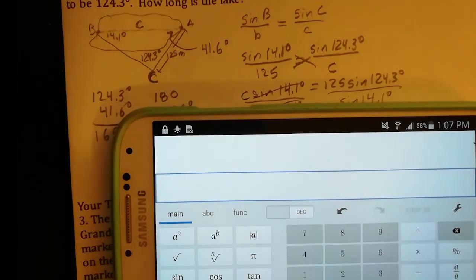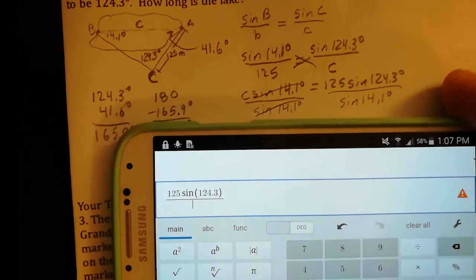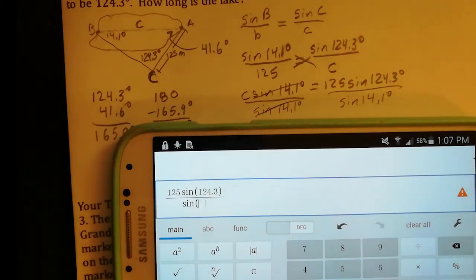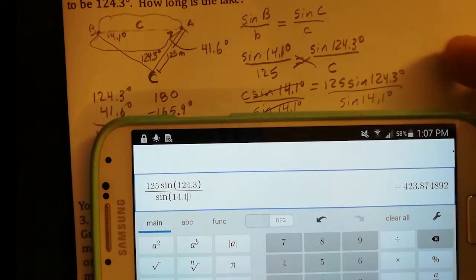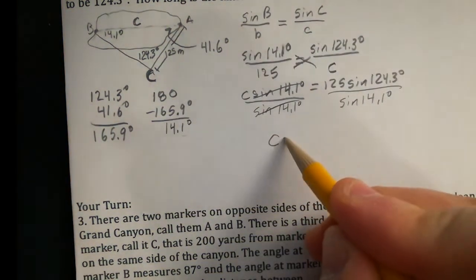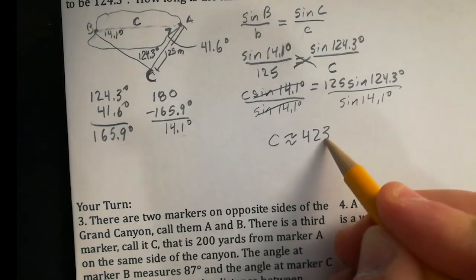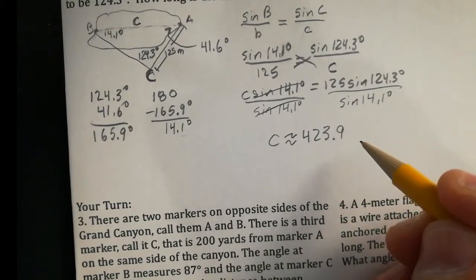So 125 times the sine of 124.3. Make sure your calculator is in degree mode. Mine is, you see right there. And then divided by sine of 14.1. And so I get 423.8. We'll go ahead and round to the nearest tenth. So actually it'd be 423.9. Meters is the unit here.